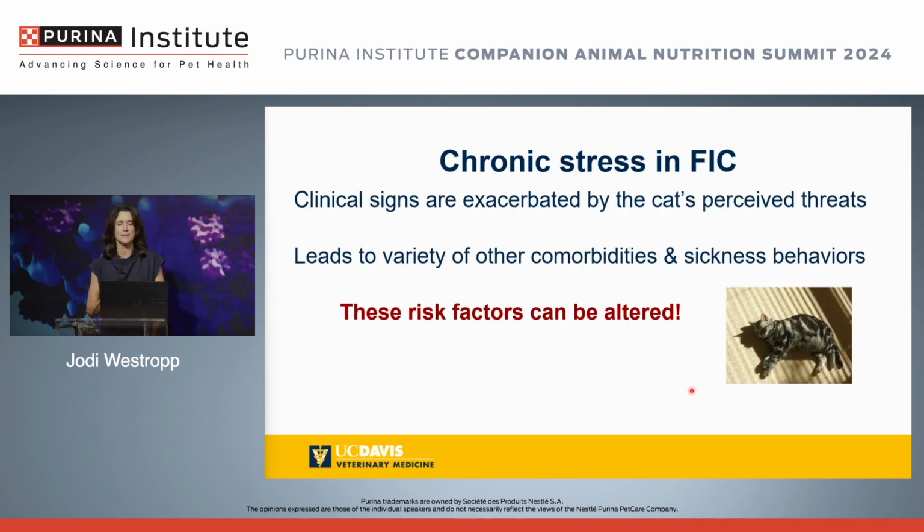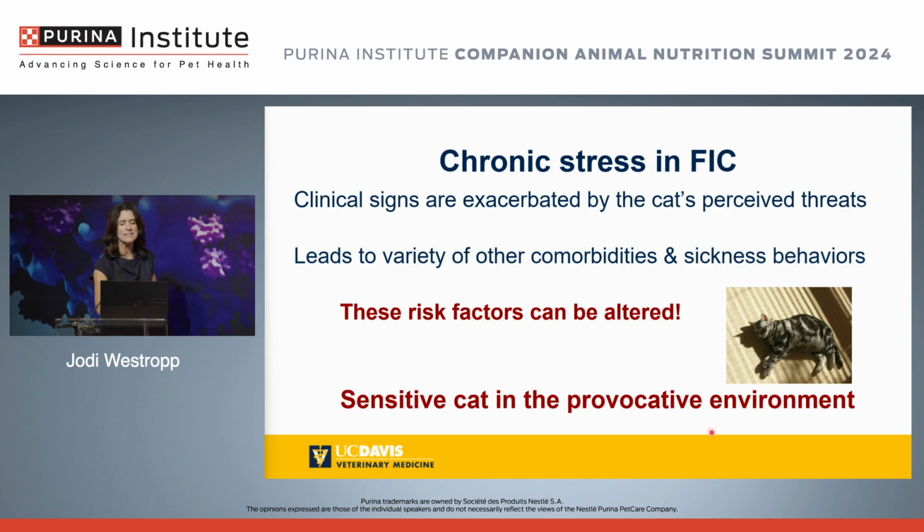So what about cats, okay? We know that chronic stress is associated with FIC in some of these diseases, in a lot of these cats. And we know that this leads to a variety of other types of comorbidities and sickness behaviors. But we know some of the risk factors, and we can alter them, okay? And this goes to what Dr. Buffington always states, and I use all the time. It's having that sensitive cat, right? The one that's hardwired, predisposed to the disease, and you put them into a provocative environment for them, boom, we trigger the inflammation and we have the signs. So how can we alter this?